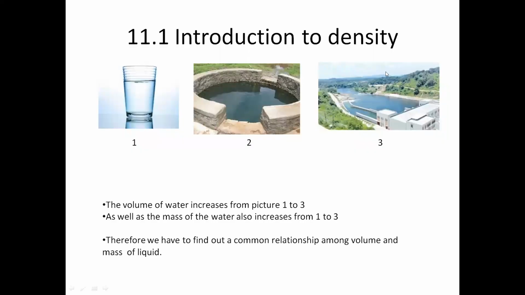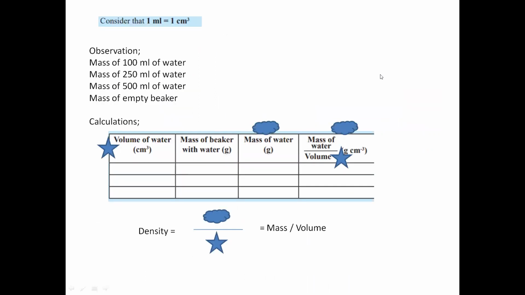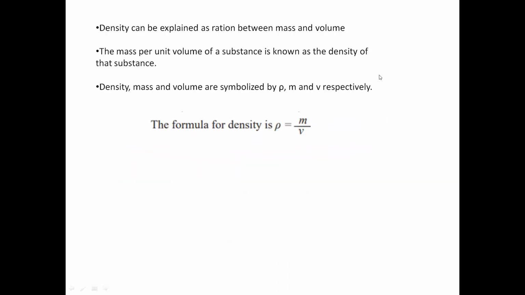And that is the end of today's lesson, Introduction to Density. We were talking about the activity to find out the ratio between mass and volume. At the end of the lesson, you have found density is equal to the mass of the liquid divided by its volume. And then you can write the formula for density as rho equals M divided by V, where rho looks like a P like this. That is the formula for density.